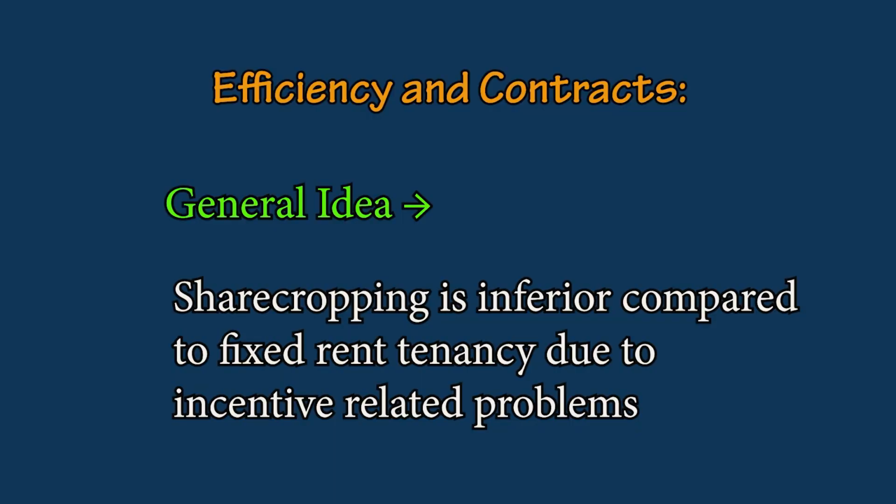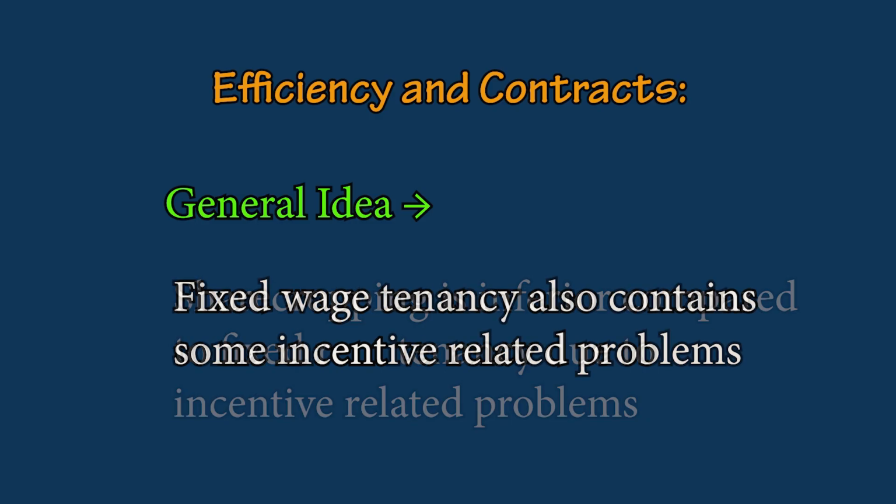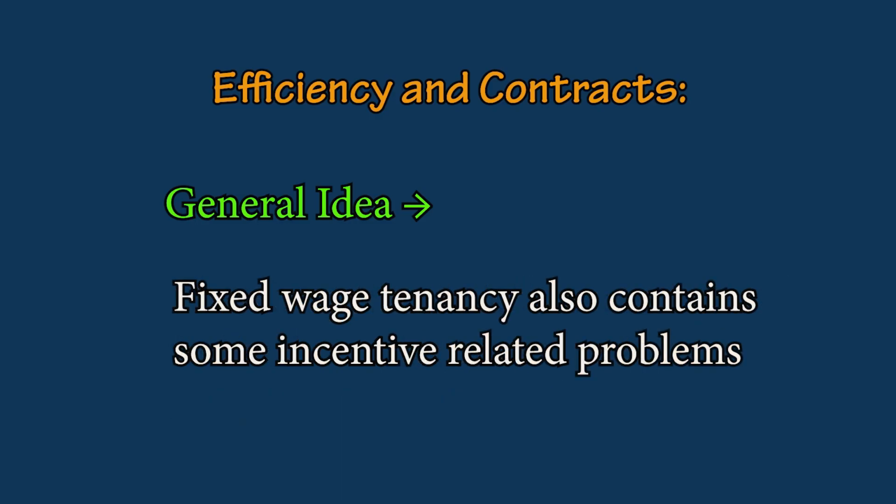Why is it optimal? The idea is something like this: sharecropping is considered to be inferior compared to the fixed rent tenancy due to certain incentive related problems. At the same time, the fixed wage tenancy also contains some incentive related problems and hence is inferior compared to the fixed rent contract. Now, given this general idea, the next question that arises in our mind is, how can we reach such an idea? Or in other words, what is the reason behind such an argument?